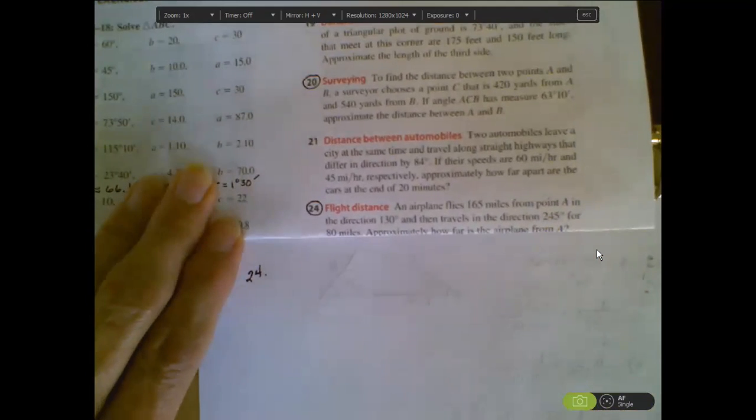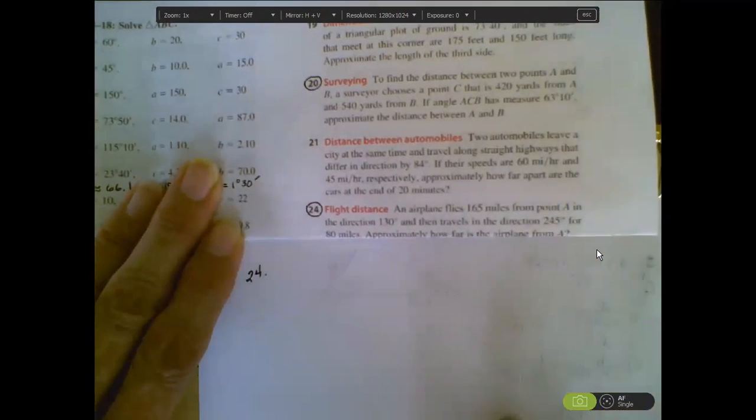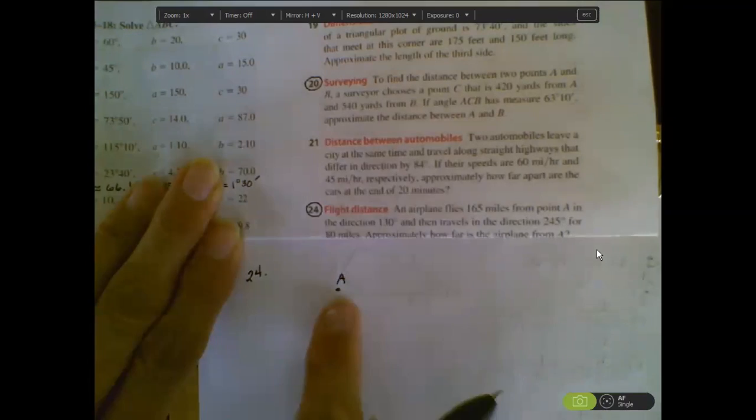An airplane flies 165 miles from point A. Now, actually, the book has a picture drawn for me. I'm going to try not to copy that picture. I'm going to try to draw it on my own. So an airplane flies 165 miles from a point A. Eeny, meeny, miny, mo, here's some point A. And the plane flies in a direction of 130 degrees from point A.